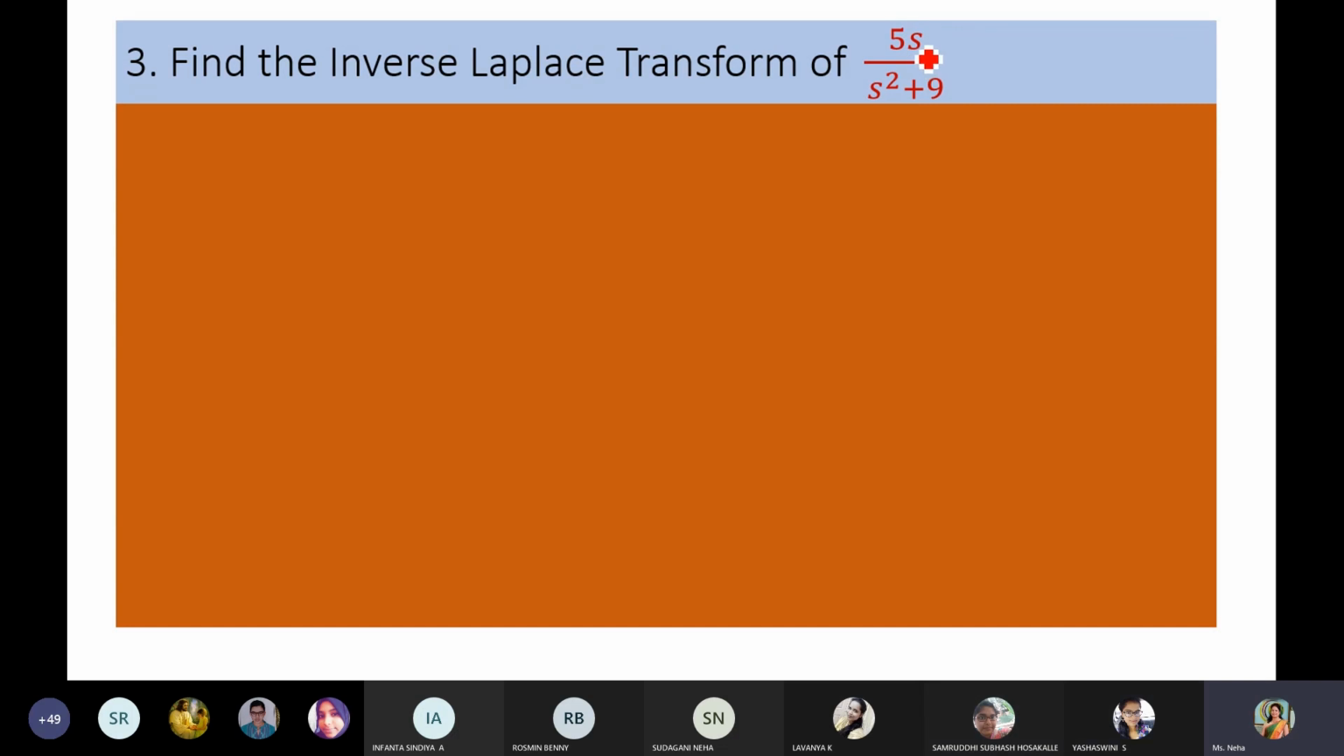And just remember, don't play with s. Don't take s common, and don't multiply or divide with s. Do not do anything with this. Numbers you can change, but s, keep it as it is. So we will take 5 common, Laplace inverse of s divided by s square plus 9. Now s divided by s square plus 9 is the formula for cos 3t. So this is 5 cos 3t.